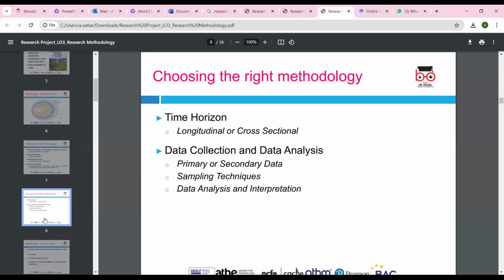Choosing the right methodologies and time horizon is very, very important. Think about how much time you have and how many resources you have, and choose the appropriate method. Then there is data collection and data analysis, primary or secondary. Primary is first-hand information that you collect yourself. Primary is not always a questionnaire or survey; it can be the observation method, where you observe, but in a systematic way.